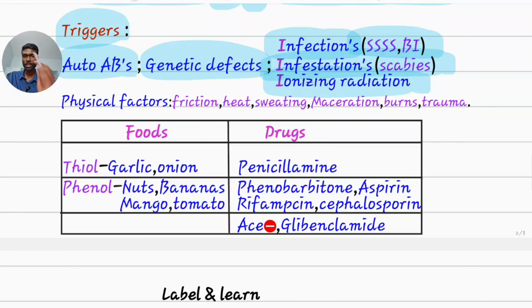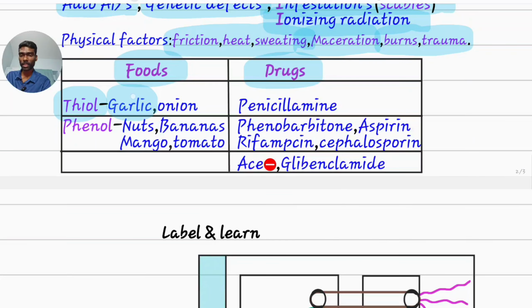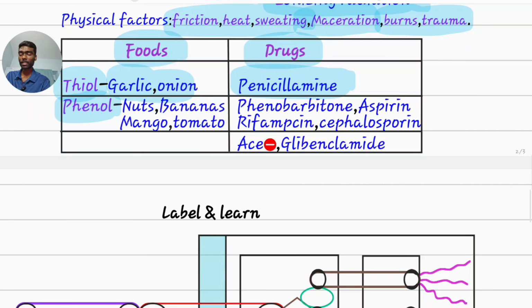Friction will produce heat. Heat will produce sweating. If skin is continuously exposed to sweat, it may get macerated. Burns and trauma. All these physical factors are triggers for acantholysis. Finally, foods and drugs. Thiol containing foods like garlic, onion, drugs like penicillamine and captopril also. Then phenol containing foods like nuts, bananas, mango, tomato, drugs like phenobarbital, aspirin, rifampicin, cephalosporin. Finally, ACE inhibitors, glibenclamide also. All these foods and drugs we have to avoid for a pemphigus patient because they may trigger acantholysis.